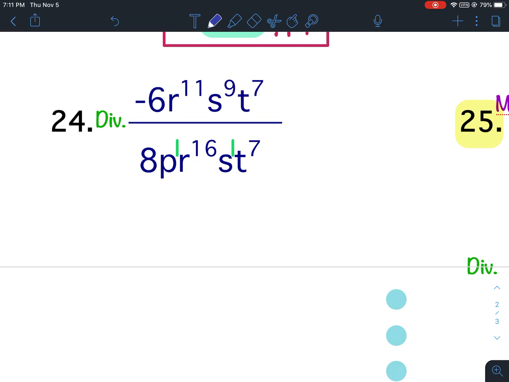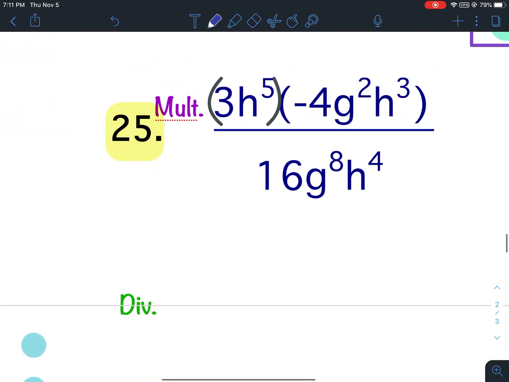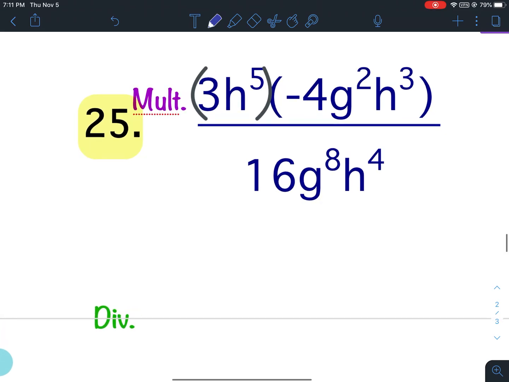It's a division problem, so it's one step. You just do the cross out stuff and you're done. So remember, what's in the numerator stays in the numerator. What's in the denominator stays in the denominator. After you do everything, after you do all the crossing out, that is.